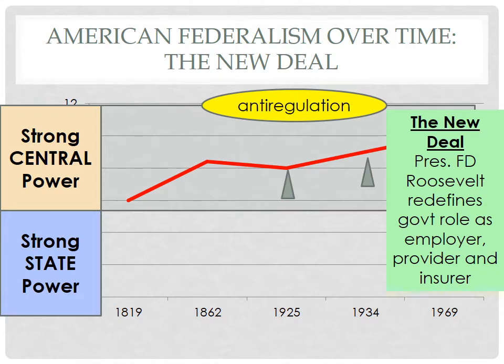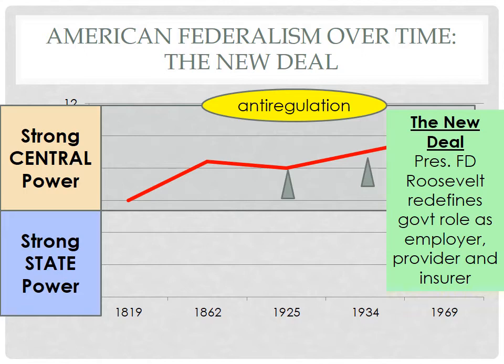With the New Deal, looking at the period of President FDR's terms, as you know, a very lengthy term that President Roosevelt had, there was one thing which he focused on in terms of federalism, which was this idea of anti-regulation. He went in there, and if you'll remember your history of the New Deal, he completely redefined the role of government. He said government is not just going to be a figurehead. Government is going to have a role as employer. They are going to be insurer. They are going to be a provider for the people.